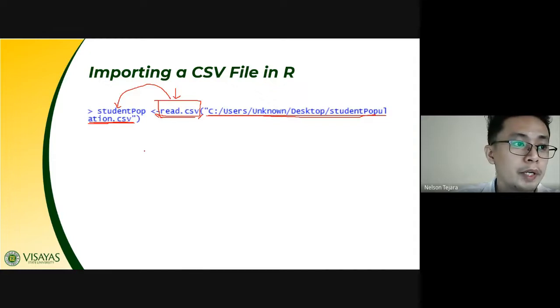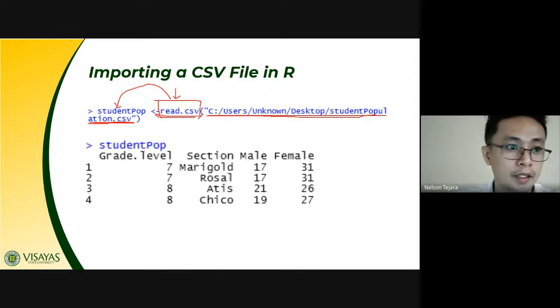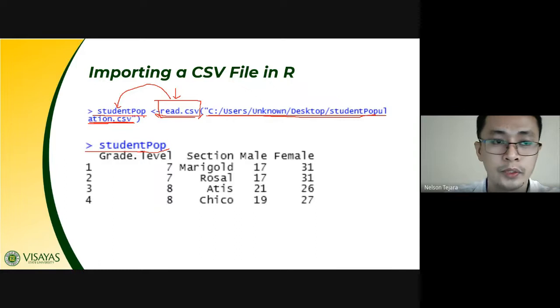And then when you want to display its content, you will just have to call the dataset name. For example, we created here a dataset named student pop, whose value is derived from reading the file in this location, which is in particular our student population.csv. And then after reading, it will assign all these values into this variable or object, the student pop object.